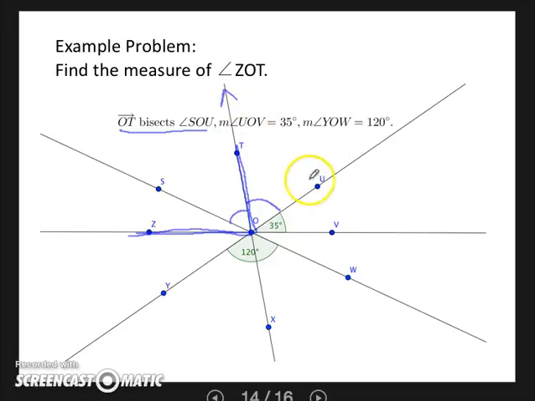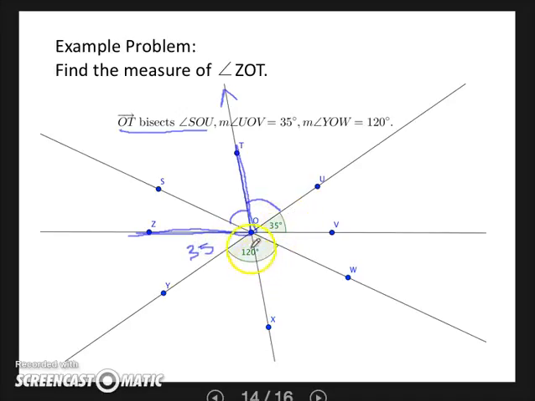Now we're told that the measure of angle UOV is 35 degrees. That's been labeled for us on the diagram. The measure of angle YOW is 120, which has also been labeled for us on the diagram. So we still are not very far towards getting the measure of angle ZOT. We don't really have anything labeled inside here. So let's go ahead and use the vertical angle theorem to label what we can. This 35-degree angle is vertical angles with this angle over here. So I'm going to write 35 degrees on this angle.